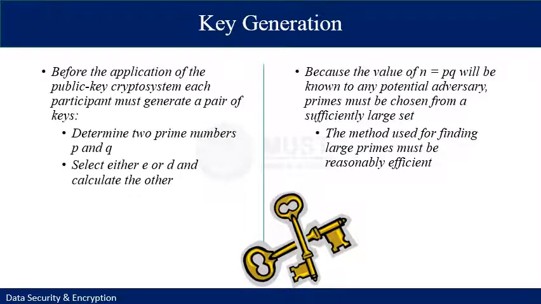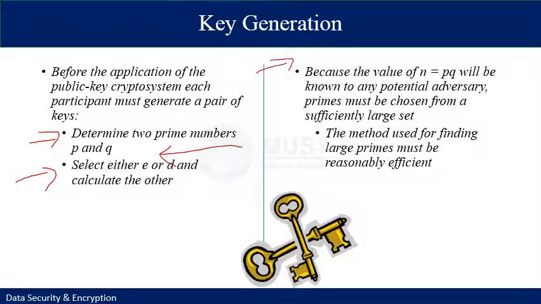So before the application of public key crypto systems, each participant must generate a pair of keys, a public key and a private key. So you have to determine the two prime numbers, P and Q, and you have to select either E or D to calculate the other. First, consider the selection of P and Q. The requirements were listed in the last few slides, that P and Q should be prime numbers and unique to each other.